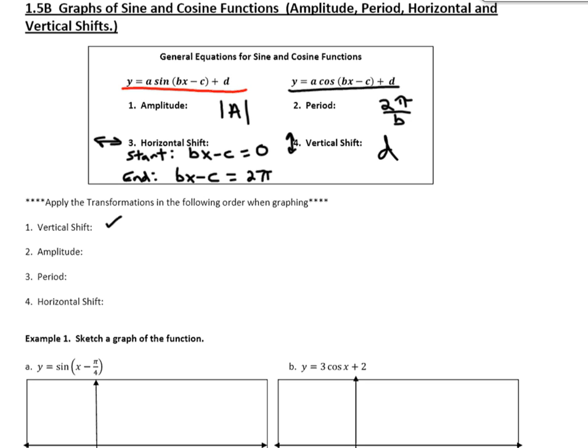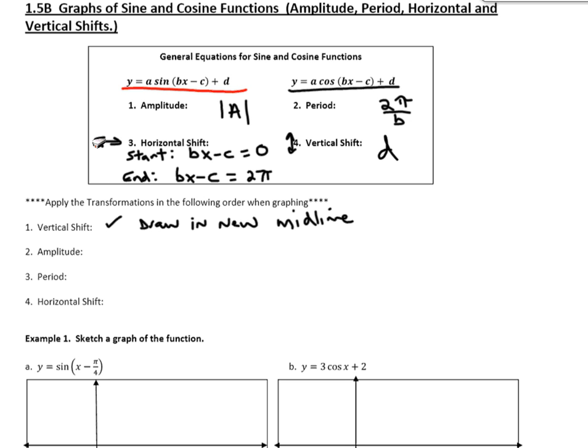I want to start with my vertical shift. How far up and down did that go? And when I do that, then I'm going to draw in my new x-axis. But that x-axis, we actually call the midline. So we're going to add in the midline. So we're going to draw in the midline. That's where my new midline is going to be, wherever my vertical shift is.